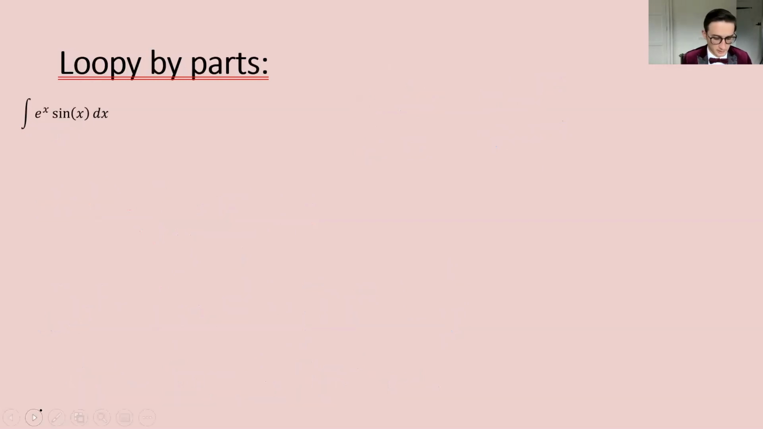Right, loopy by parts, here we go. These types are really cool. It's a bit of a weird one because there's no obvious way to set this up, so we could do it either way. Let's say u is equal to e to the x, u dash is equal to e to the x. Then v dash is equal to sine x, and v is sine x integrated, which is minus cos x.